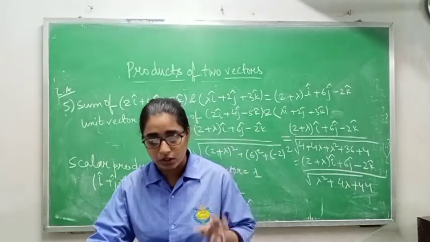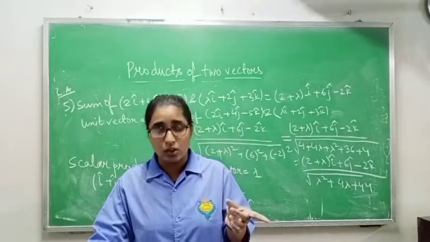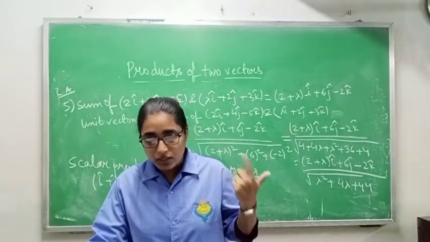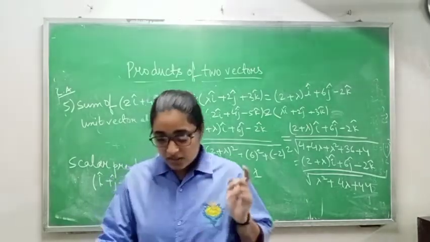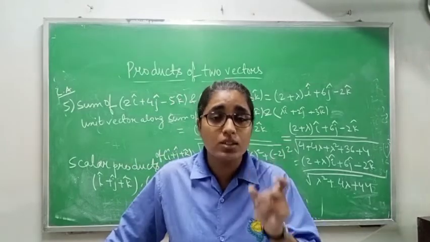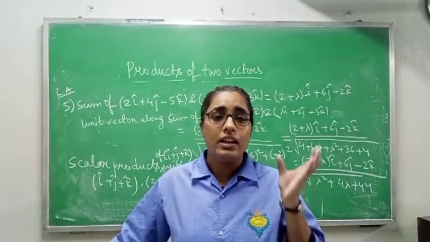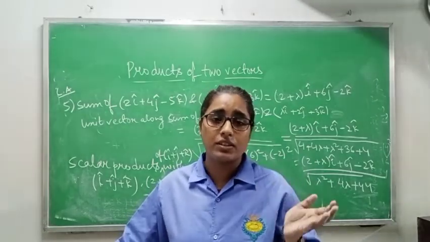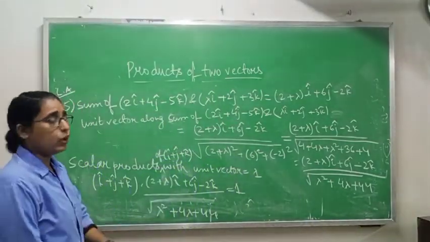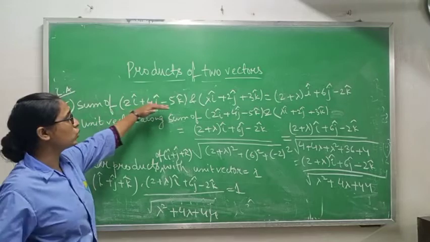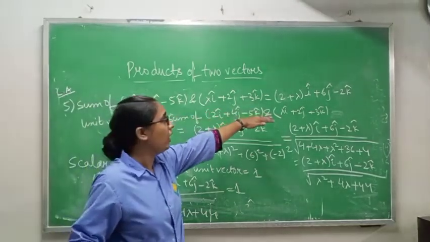The scalar product of the vector i cap plus j cap plus k cap with the unit vector of the sum of 2i cap plus 4j cap minus 5k cap and lambda i cap plus 2j cap plus 3k cap is equal to 1. It means you have to first find the sum, then find the unit vector, and then the scalar product of i cap plus j cap plus k cap with this will be 1. I am telling you how you do it. First of all, you will find the sum of 2i cap plus 4j cap minus 5k cap and lambda i cap plus 2j cap plus 3k cap.